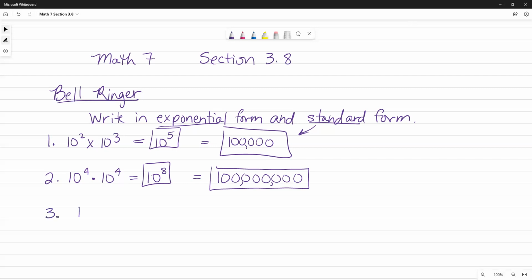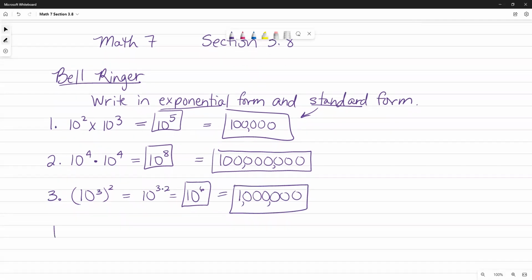What about 10 to the power of 3 raised to the power of 2? What do we do when we have a power of a power? Division we subtract, multiplying we add. What do we do when we raise a power to a power? You multiply them. So this becomes 10 to the power of 3 times 2, which is 10 to the power of 6. So 1 and then 6 zeros. 1, 2, 3, 4, 5, 6. 1 million.